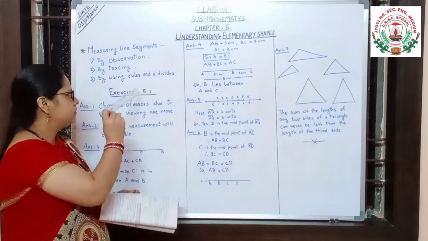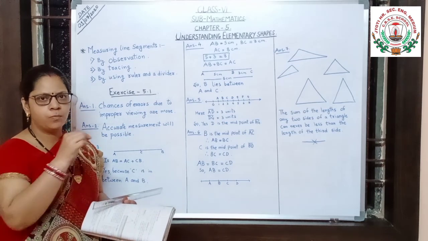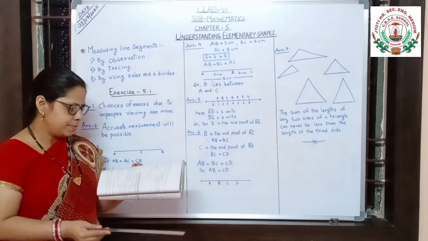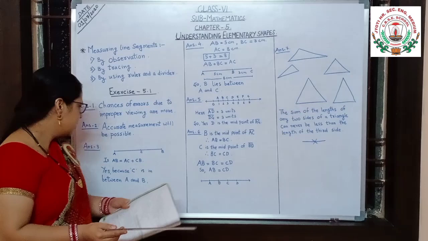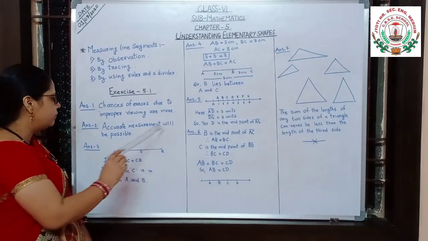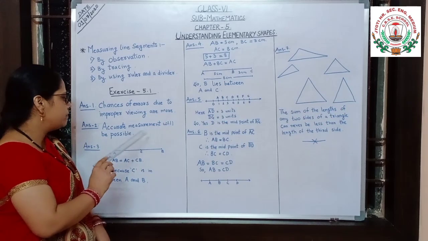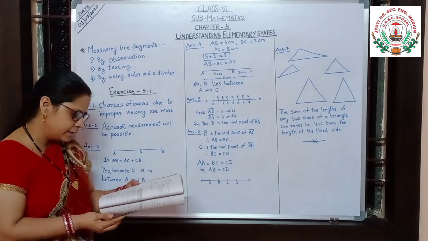So the divider measurement will be accurate, means the points will be exactly on the point, so it will be better using a divider. Accurate measurement will be possible using the divider. So accurate measurement you will get using a divider. So that is the correct answer.